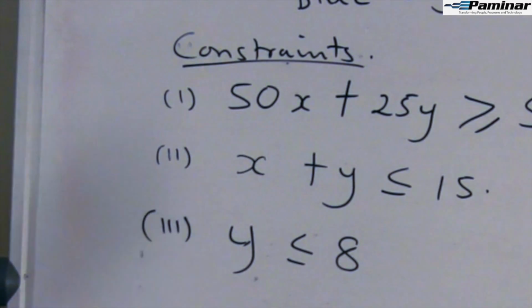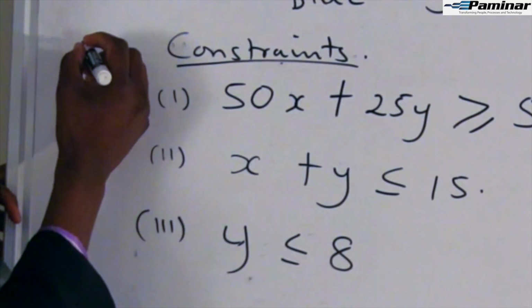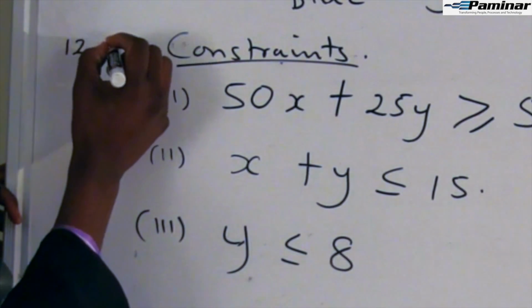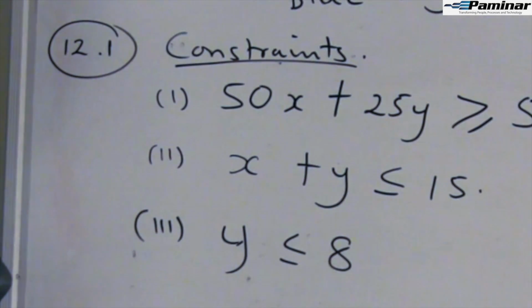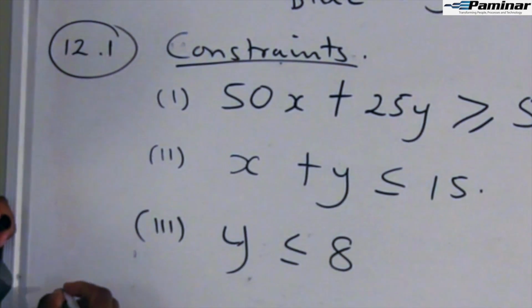This is what we call the constraints in terms of X and Y. Done. Alright, so now we are covered with question 12.1. These are the constraints. Now let's do 12.2.